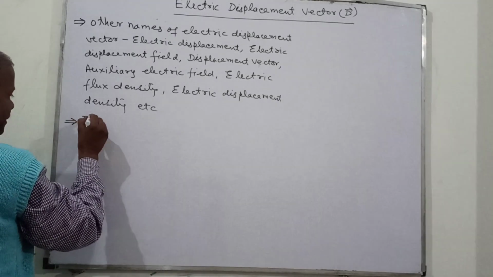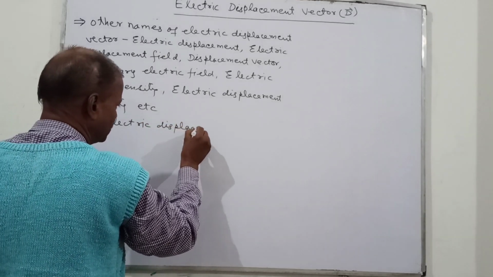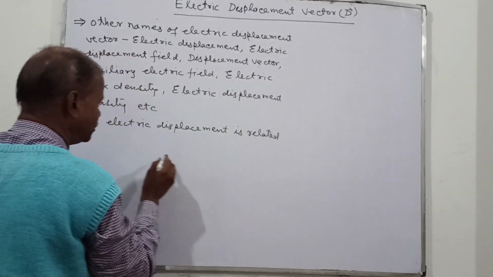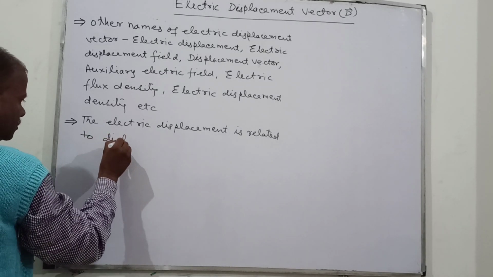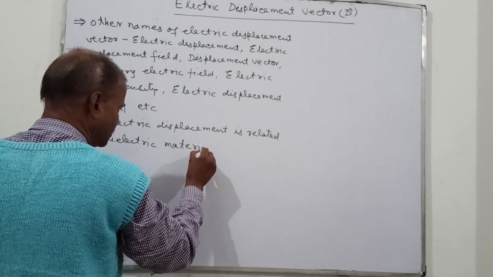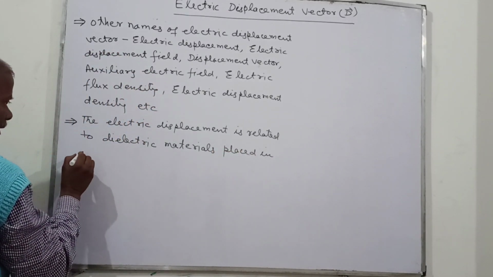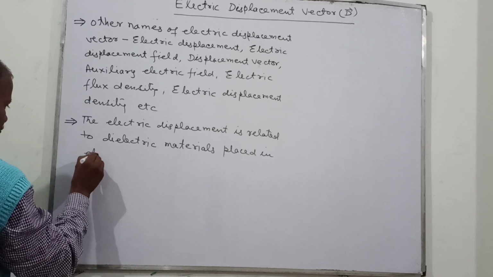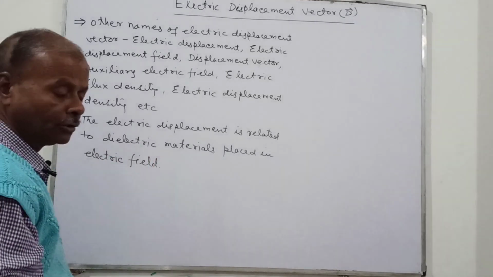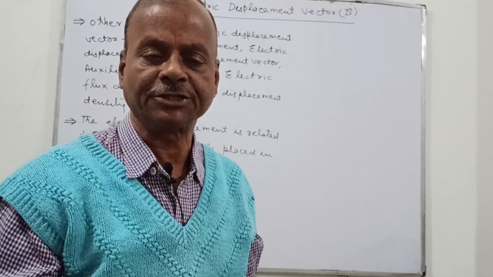The electric displacement vector is related to dielectric materials placed in an electric field. So when the dielectric is placed in the electric field, only then we have this electric displacement vector. Otherwise, it has no sense at all.